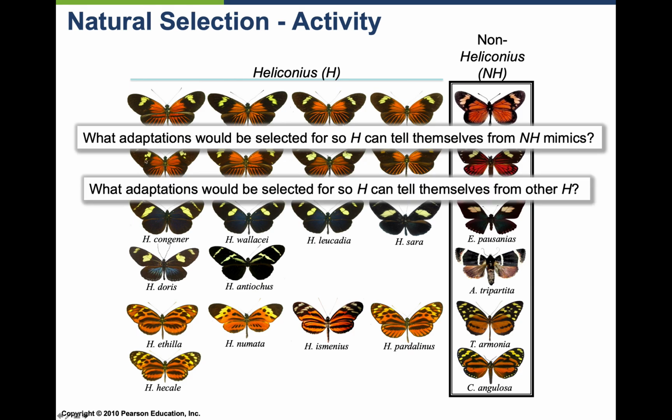Here's the next question. What adaptations would be selected for so that Heliconius can tell themselves apart from other Heliconius? Now remember, these Heliconius look extremely similar, right? And just like the exact same species. So you're trying to figure out, how would Heliconius even tell themselves apart? Hit the pause button, think about that for a minute.